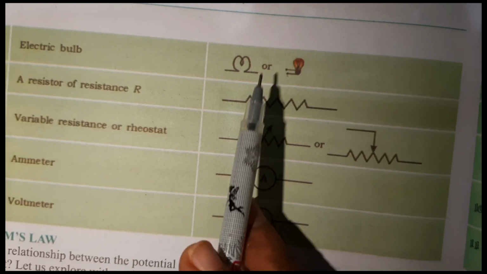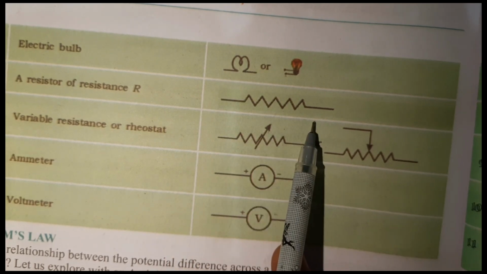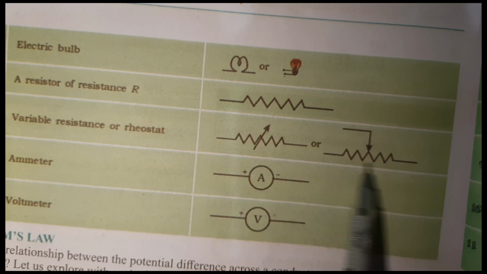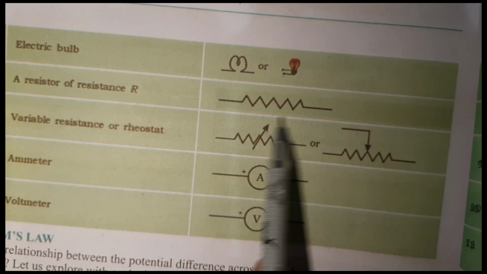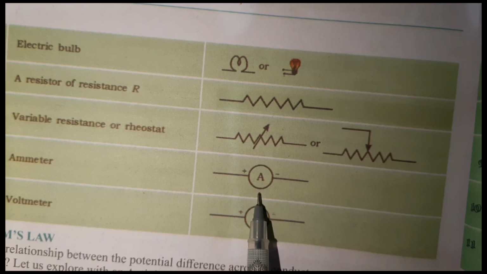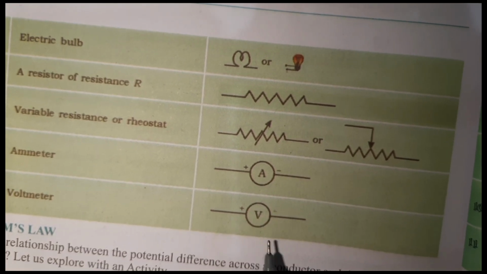The next one, bulb. It's easy to draw in this way. Resistance, rheostat. The rheostat is the variable resistance. When we want to change the resistance of the circuit, we use this. Ammeter is represented by A, voltmeter by V. So this is one of the tables which you need to revise.